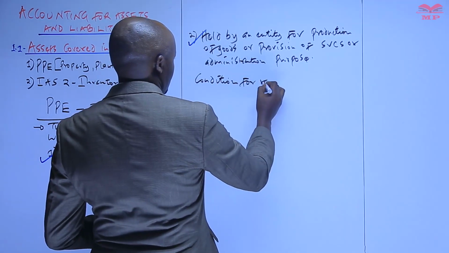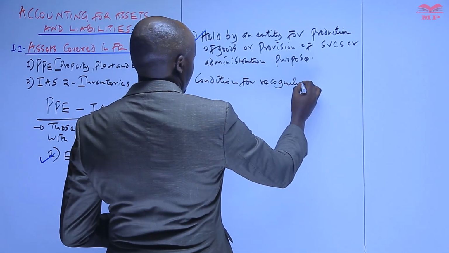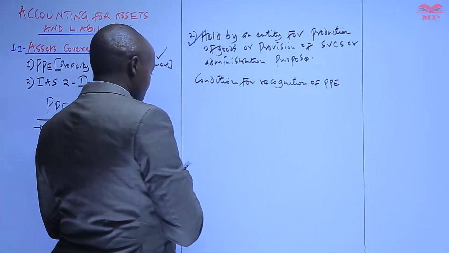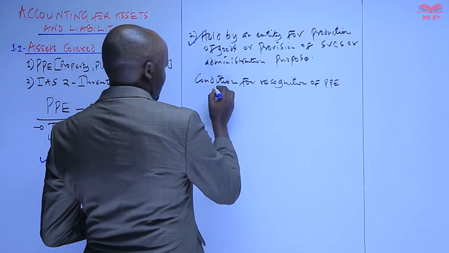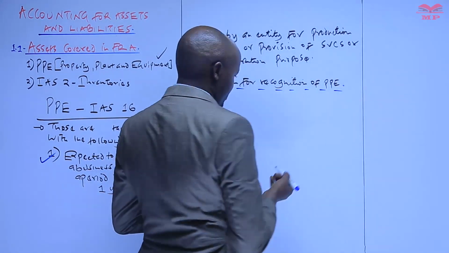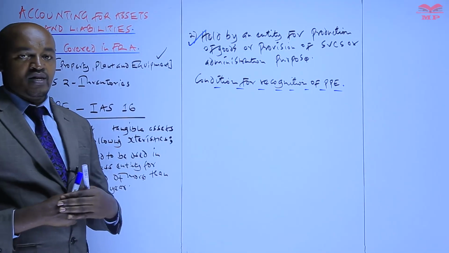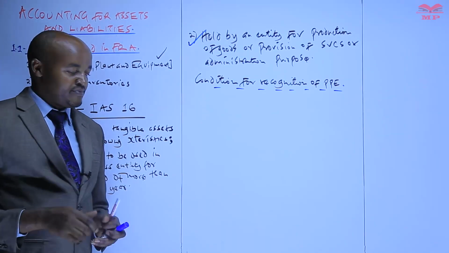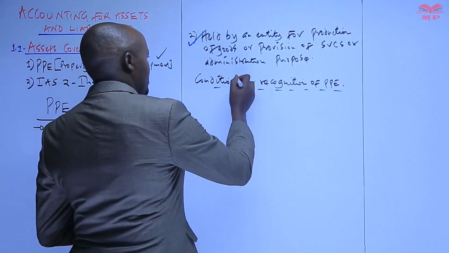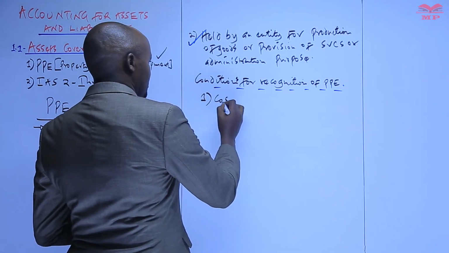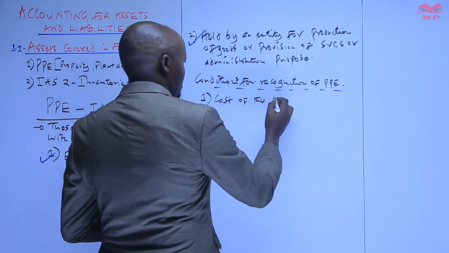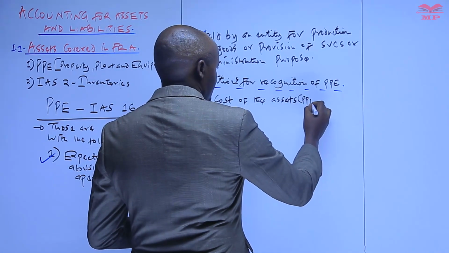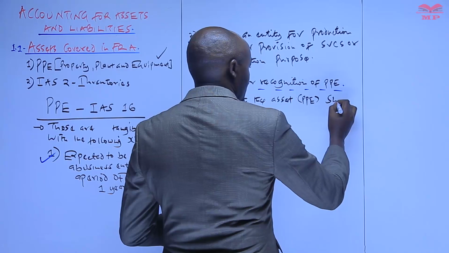Then from there we can look at the conditions for recognition of PPE. So remember, in this case we are saying PPE are tangible non-current assets, and therefore for any item of PPE to be recognized in the company's books of account and also in the statement of financial position as an asset, it must meet two conditions. One of the conditions is that the cost of such an asset, or basically the cost of the PPE, should be measured reliably.